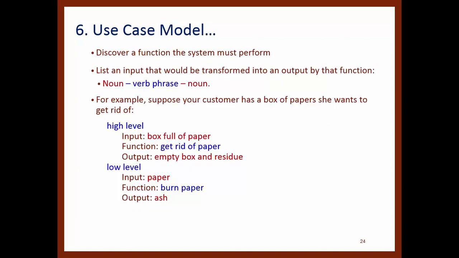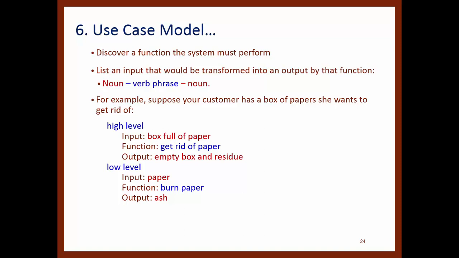Use case models are used to discover functions the system must perform, and list an input that will be transformed into an output by that function. For example, suppose your customer has a box of papers she wants to get rid of. So at the high level, you have an input, which is the box of paper. The function will be to get rid of the paper, and the output will be an empty box.